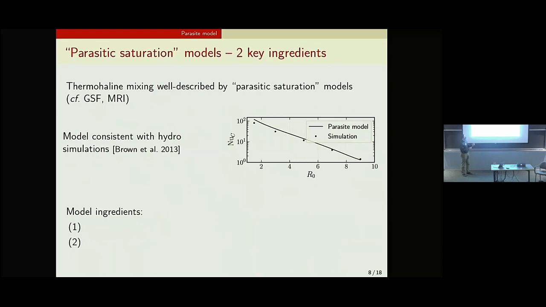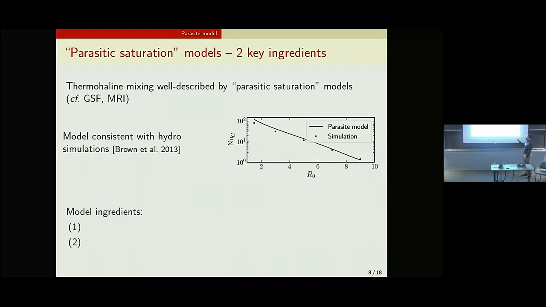So this is what's implemented, I believe, in MESA as the Brown et al. model, or Brown 13, something like that, and it's great. You should use it. So this is a plot of Nusselt number, so mixing efficiency, versus R naught, the density ratio. Comparing in points, these are simulations, and then the curve is this Brown et al. model. And you can see that as far as any of us really care, it's bang on. It does a great job.